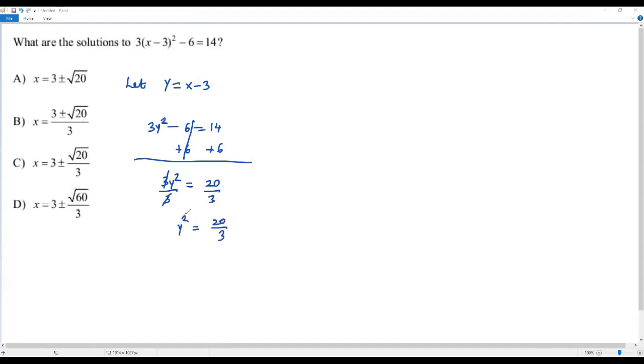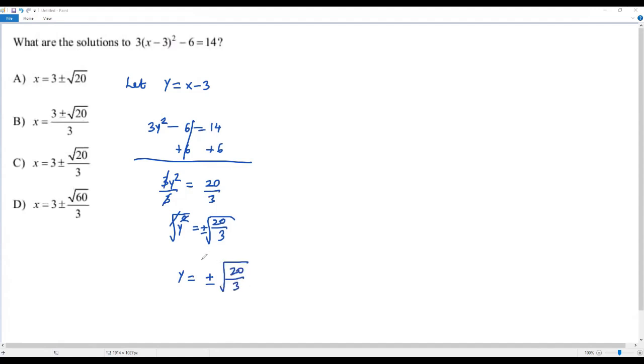Now to get rid of this square we have for y, we have to take the square root on both sides. When you take the square root on both sides, the square root and square will cancel out. Whenever we take the square root on both sides of an equation, we have to consider a positive or negative sign for the square root which contains a number inside. So then we get y equals positive or negative square root of 20 divided by 3.